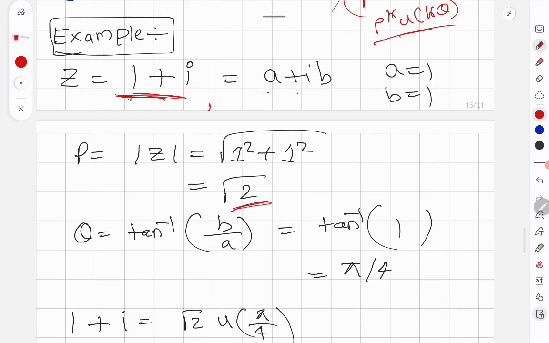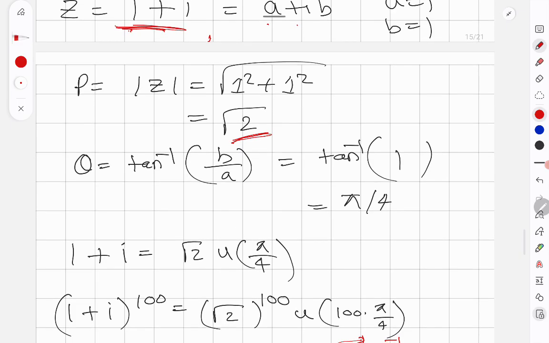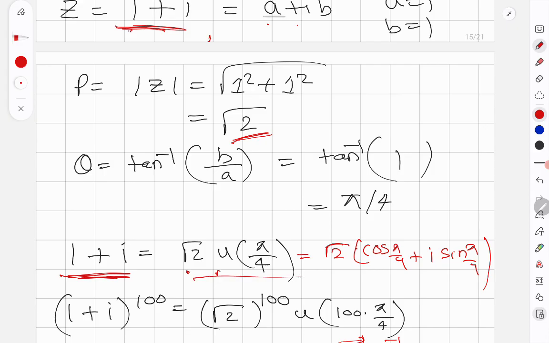And we can calculate the theta. Theta is the arctan of the imaginary part upon the real part, so it's 1 over 1. Tan inverse of 1 is pi by 4. So that means I can write this complex number as rho e to the i theta. Got it? This one is the same as rho cos pi by 4 plus i sin pi by 4. Instead of cos pi by 4 and sin pi by 4, I will just write e to the i pi by 4.